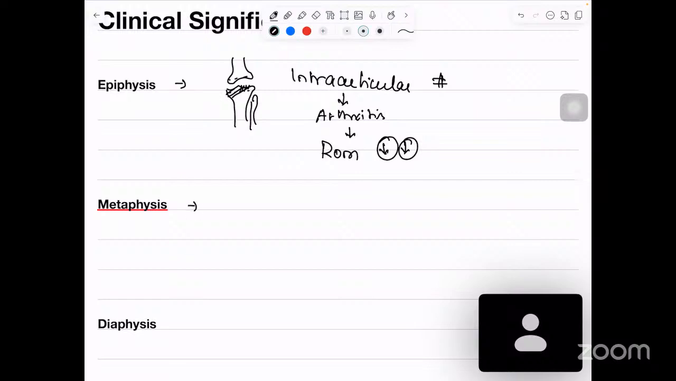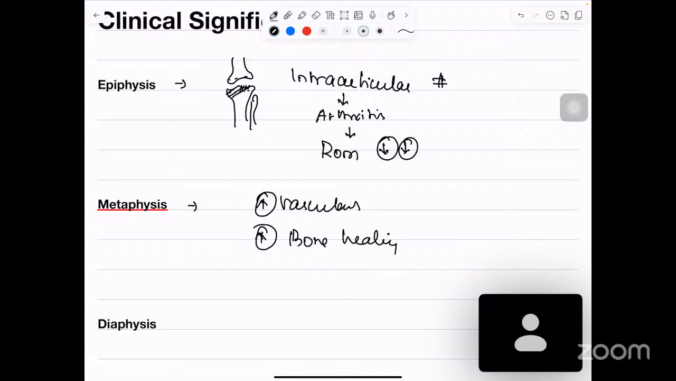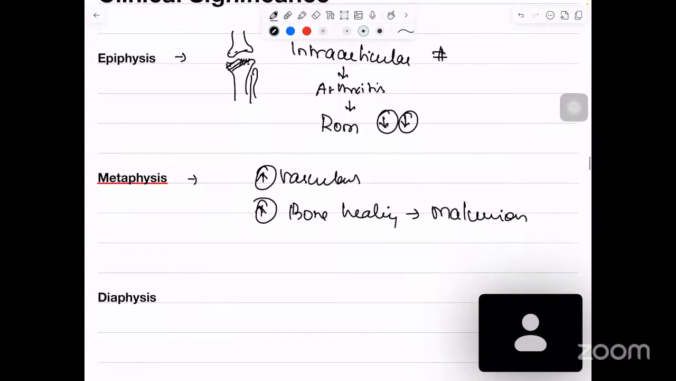Okay, next, the metaphysis. As I told earlier, increased vascularity, increased bone healing. Similarly, an epiphysis fracture that extends from the metaphysis heals faster. So what is a complication? Malunion. Malunion means it is not exactly in the correct anatomical place, the fracture fragments. Okay.